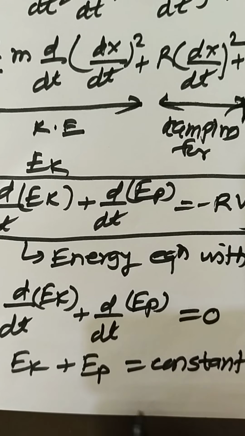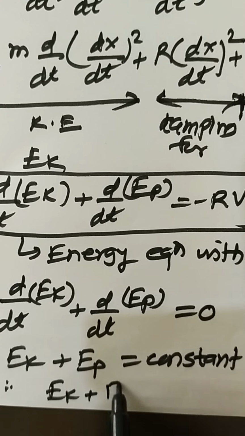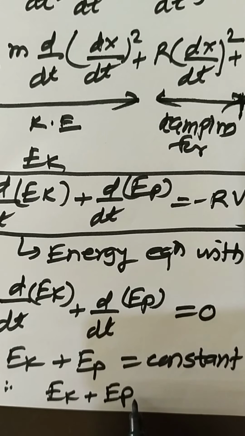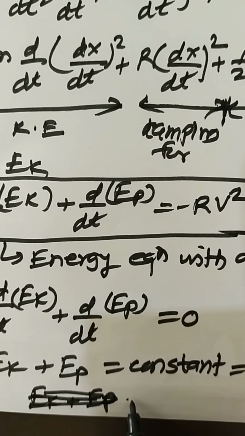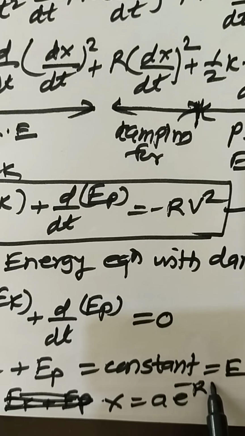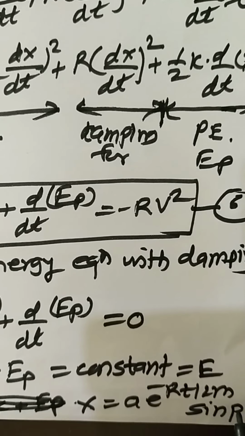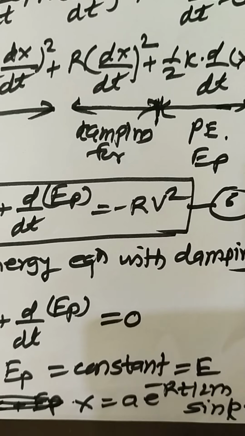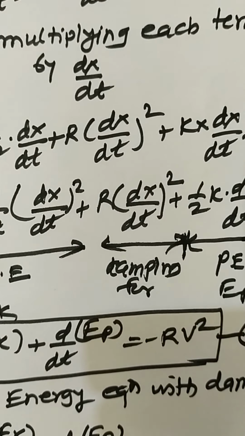In actual practice, at any instant, the displacement of this damped oscillator is x equals a e raised to minus Rt upon 2m into sin(pt plus alpha). I again write this equation here.